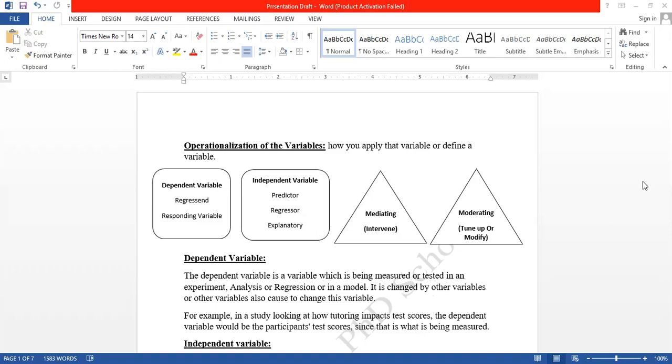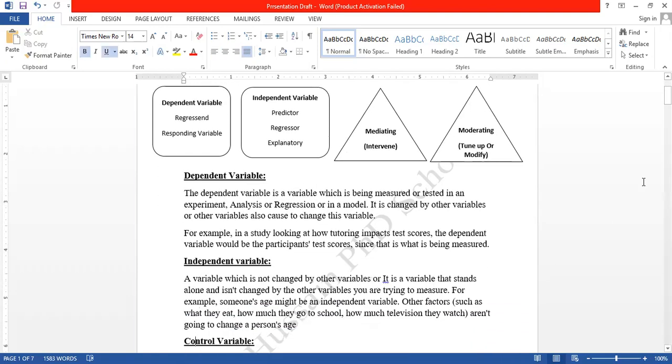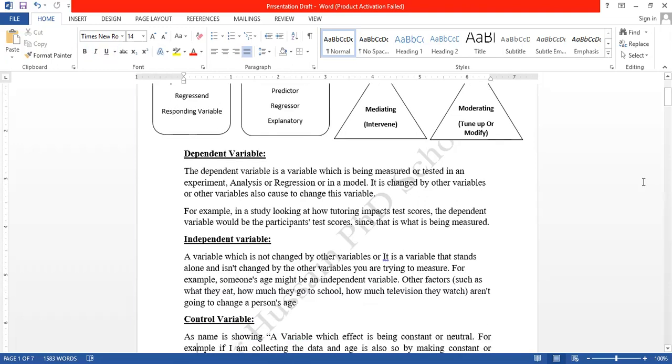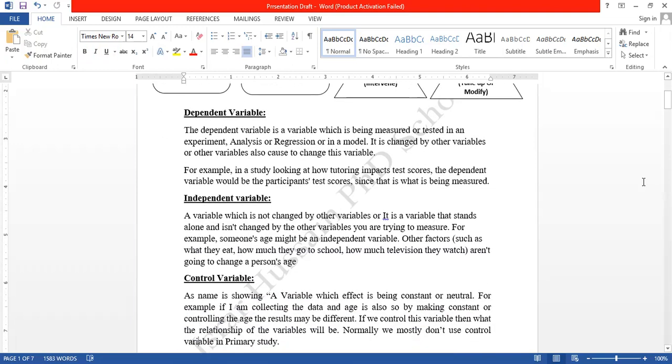The independent variable is a part of research, a variable which is not changed by other variables, or a variable that stands alone. For example, someone's age might be an independent variable. Other factors such as what they eat, how much they go to school, and how much television they watch are not going to change a person's age.